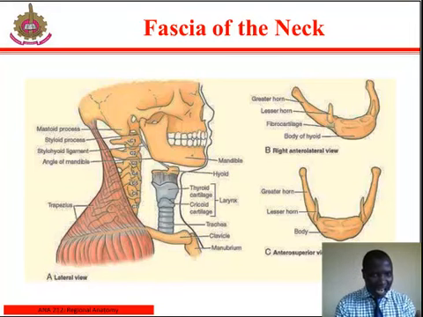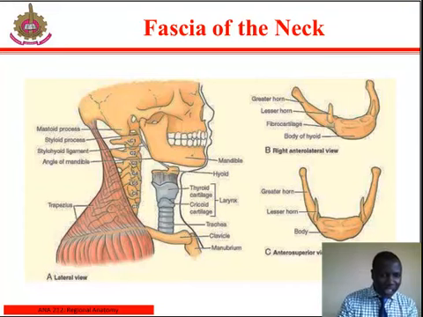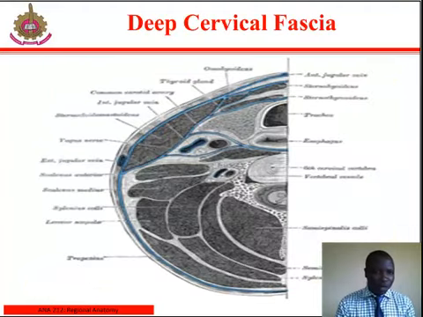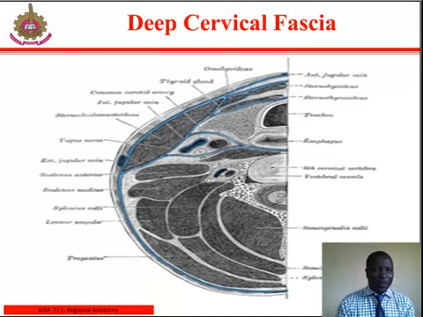This is the diagram of the fascia of the neck. You can study it and read more about the fascia of the neck in your course material. Deep cervical fascia. The deep cervical fascia consists of 3 fascial layers: investing, pretracheal, and prevertebral. This layer supports the viscera, that is the thyroid gland, muscles, vessels, and deep lymph nodes.